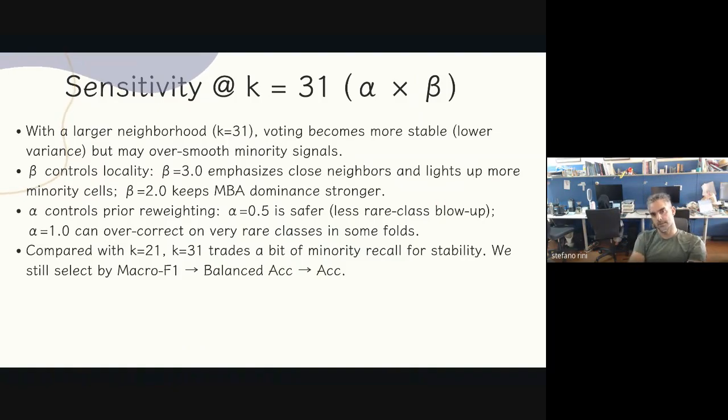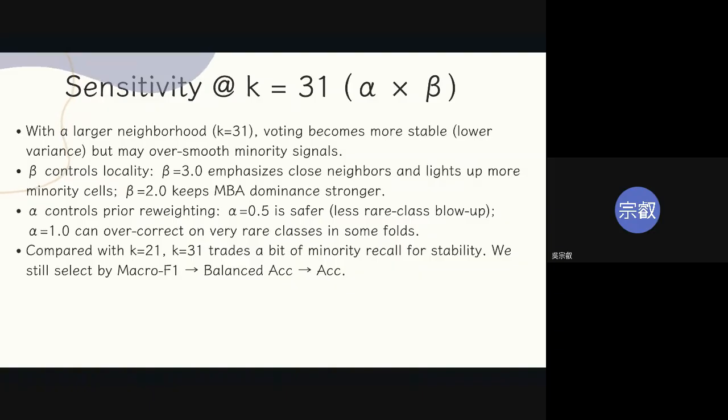When K is 31, variance drops and stability peaks, but over-smoothing risk is highest. Beta is the locality level. Beta of 3.0 lights up more minority cells. Beta of 2.0 leaves majority dominance stronger. Alpha is the prior level. Alpha of 0.5 is safer, and alpha of 1.0 can overcorrect on ultra-rare classes in some folds. We always select by macro F1, then balanced accuracy, then accuracy, in that order. Next page.